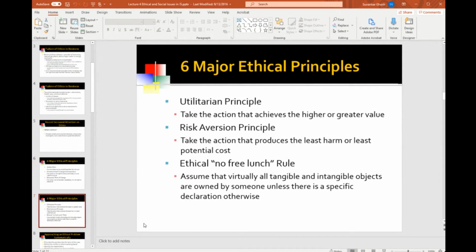The utilitarian principle. The utilitarian principle says to take the action that benefits the largest number of people. In this case also, if you are texting and driving, you are being unsafe. So you are creating risk for others. Wherever your car may be located at a given point in time, you are creating risk for others around you.